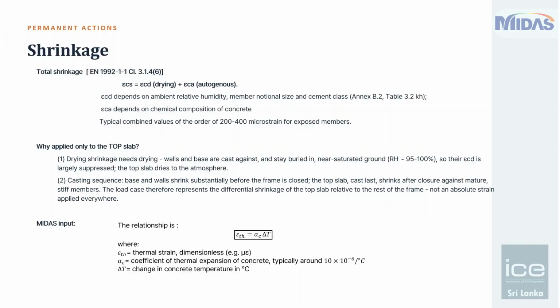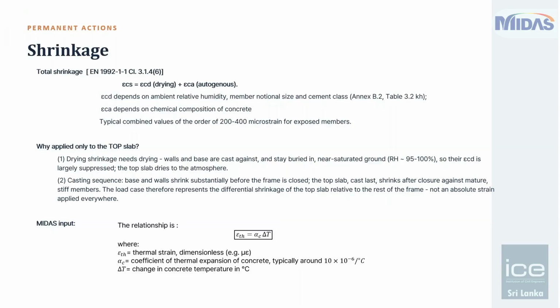So the drying shrinkage majorly depends on the ambient relative humidity. Of course, if your environment outside is drier, then it can absorb more water from the concrete, so you'll have a higher drying loss, right? If you have a higher humidity outside, then the concrete will not lose much water during that duration. Your notional size of the member, which is basically a ratio of area and perimeter, states how much surface area is available for the loss of water. So the higher the notional area, the higher the shrinkage, right?